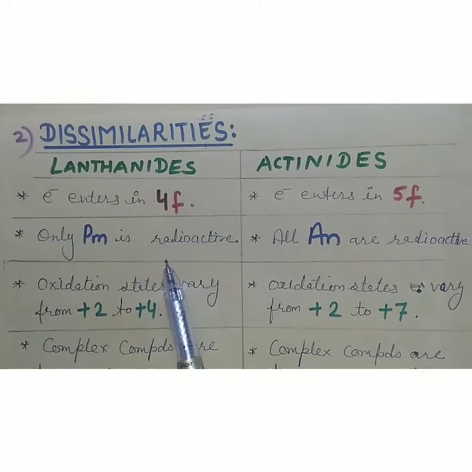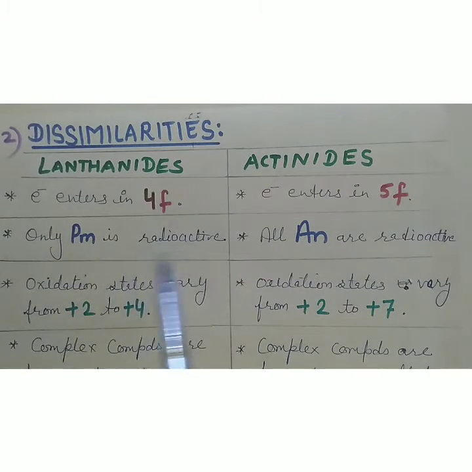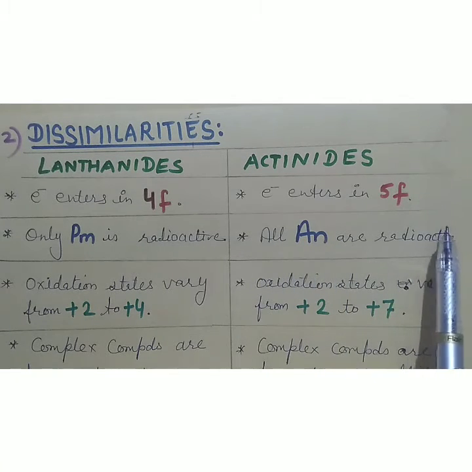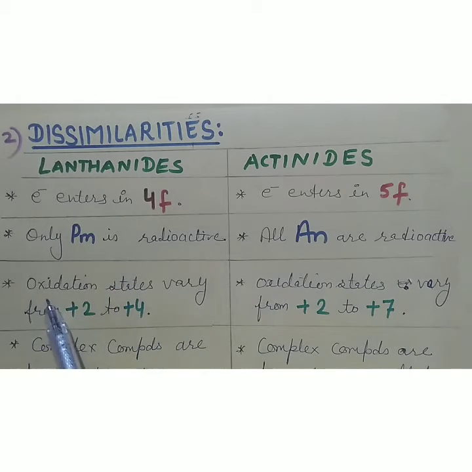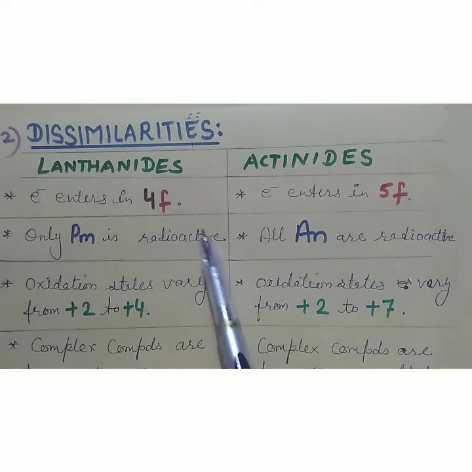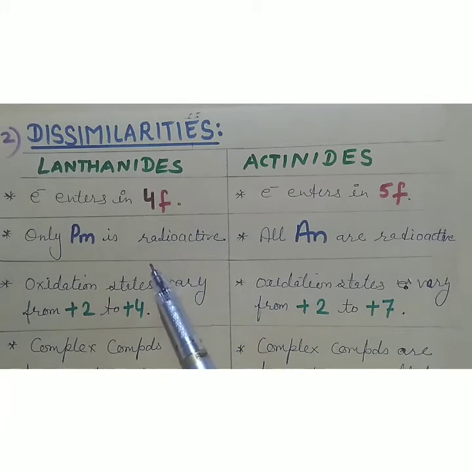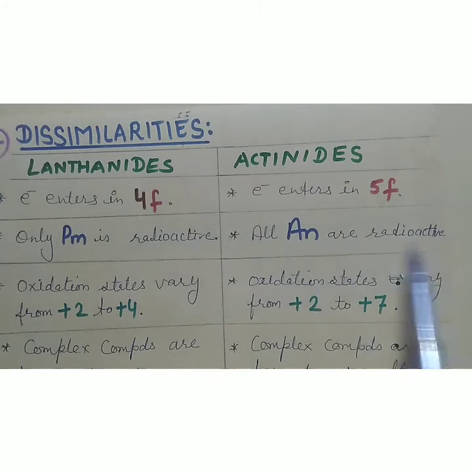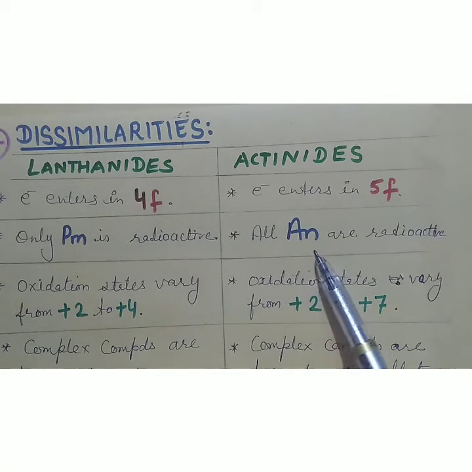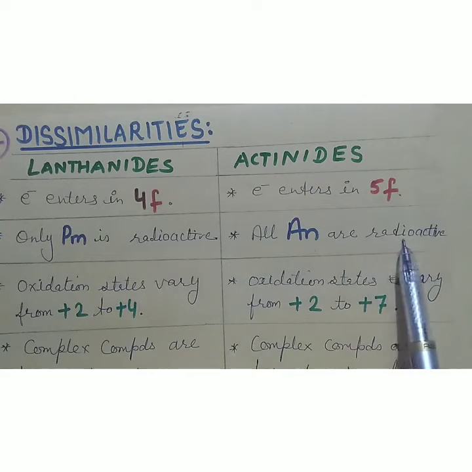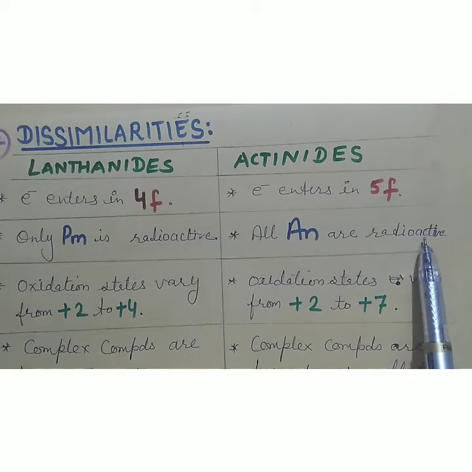The second difference is that only Pm is radioactive in lanthanides and all the other elements are stable, while in actinides all the elements are radioactive. No stable element is present. All the elements of lanthanides are also natural, while in actinides the elements up to uranium are natural, but after uranium all the elements are artificial, also known as transuranic elements.